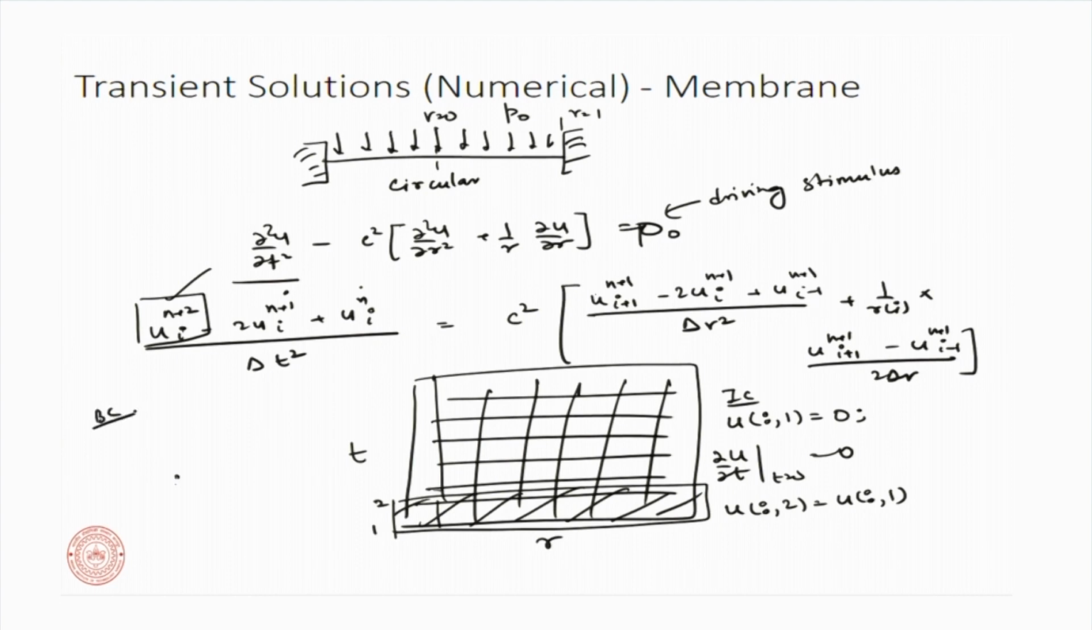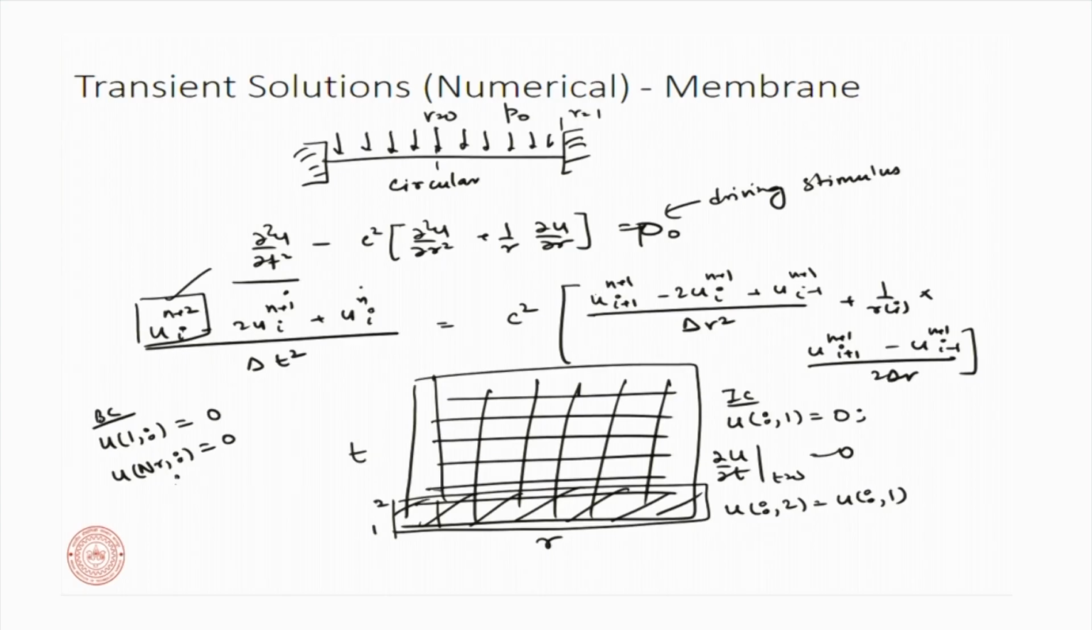Our boundary conditions are again fixed. So u at 1 for all time steps is equal to 0, and u for the last row, that is nr, for all time steps is equal to 0. That is fixed at both ends.